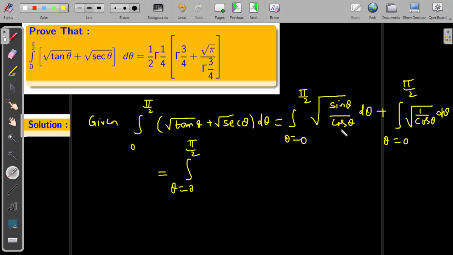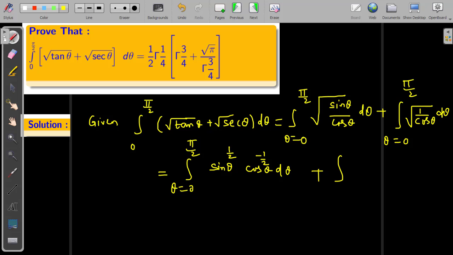Root a by root b means root sin theta by root cosine theta. Root sin theta means sin theta power 1 by 2, divided by cosine theta power 1 by 2 in the denominator. This can be rewritten as sin power 1 by 2 theta multiplied by cosine power minus 1 by 2 theta d theta. So the first integrand can be written like this.